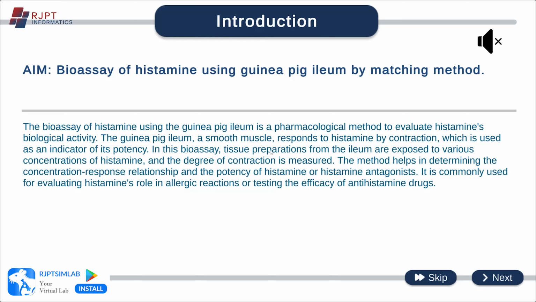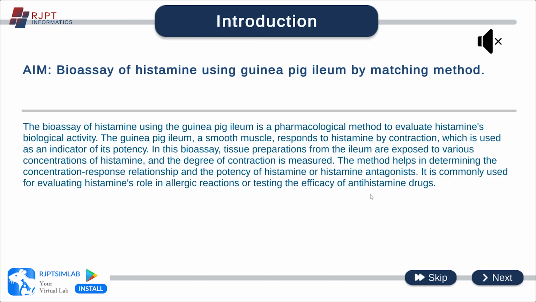And in this bioassay, tissue preparations from the ileum are exposed to various concentrations of histamine and the degree of contraction is measured. The method helps in determining the concentration response relationship and the potency of histamine or histamine antagonist. It is commonly used for evaluating histamine's role in allergic reactions or testing the efficacy of antihistamine drugs.